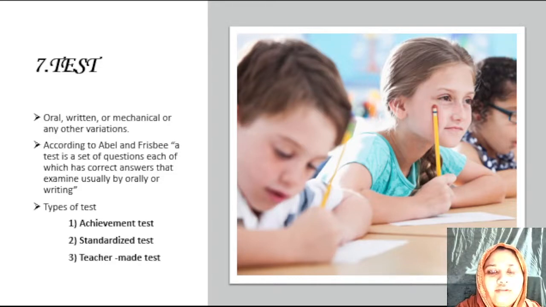According to Abel and Frisbee, a test is a set of questions, each of which has correct answers, that are examined usually orally or in writing. There are different types of test: achievement test, standardized test, and teacher-made test.